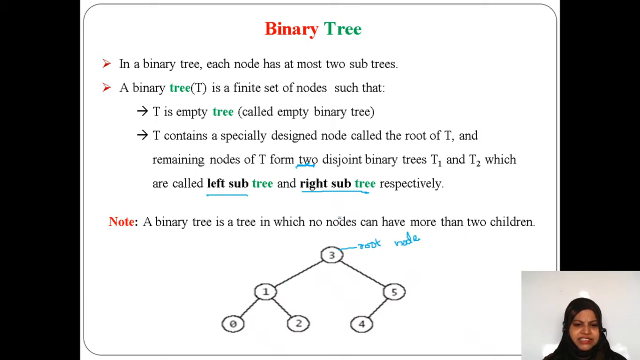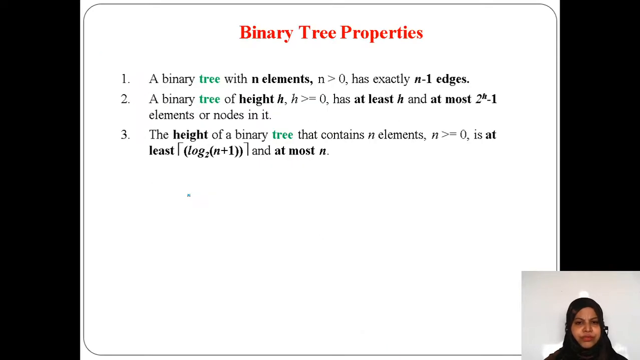This node has only two children, 1 and 5. For 1, 0 comma 2 are there. For 5, 4 is there. These are all the leaf nodes, 0 0 0 are there. So every node has children less than or equal to 2. What is the highest degree of any node present in the binary tree? That is 2 only, right?